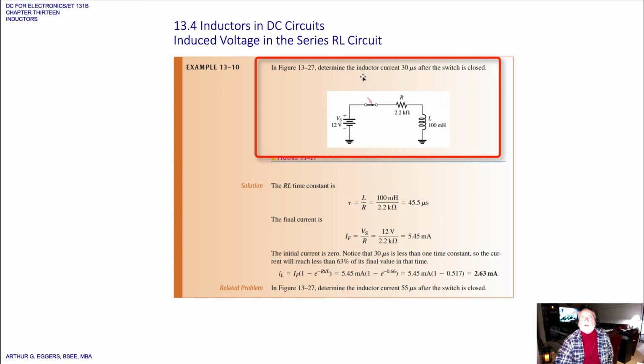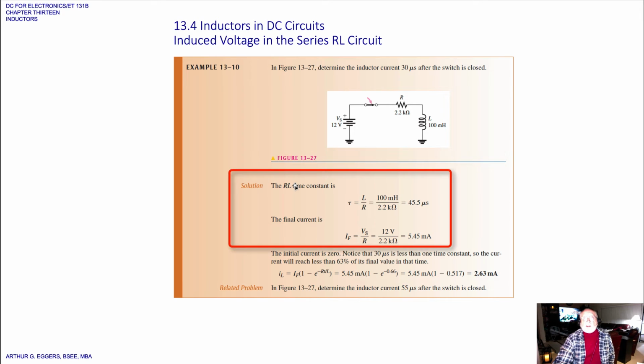We're going to determine the inductor current 30 microseconds after the switch has closed. So we've got, again, a 12 volt DC source, a resistor of 2.2 kilohms, and an inductor of 100 millihenries. The solution says we first calculate the RL time constant. So tau is equal to L over R, 100 millihenries divided by 2.2 kilohms, which gives us a time constant of 45.5 microseconds.